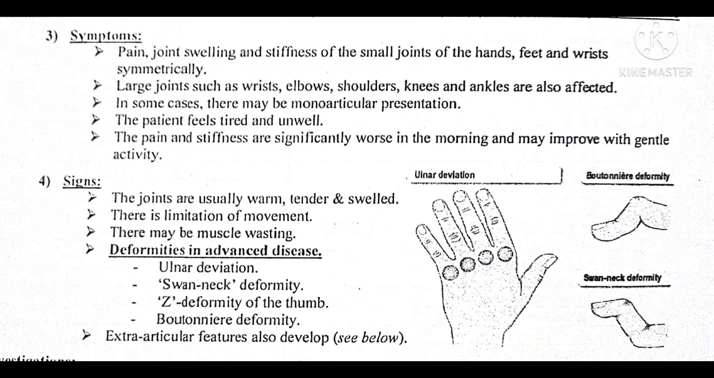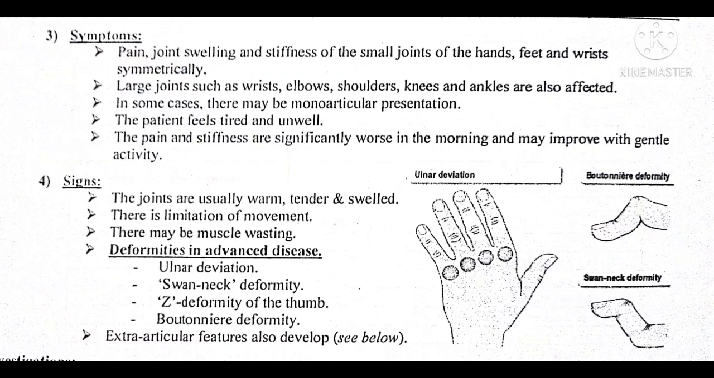The symptoms are: there will be pain, joint swelling, and stiffness of the small joints of the hands, feet, and wrists, which are symmetrical. Large joints such as wrists, elbow, shoulder, knees, and ankles are also affected. In some cases, there may be monoarticular presentation. The patient feels tired and unwell. The pain and stiffness are significantly worse in the morning, and it may improve with gentle activity.